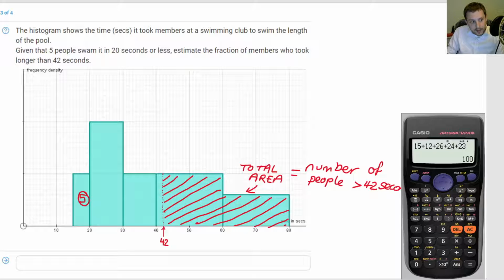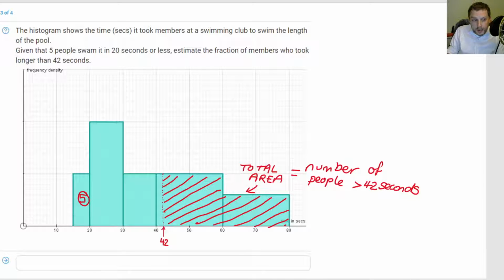Let me just hide the calculator as well. There you go. So this bit here is where 42 is, first of all, on the time axis. We want to look at 42 seconds, and everyone to the right of it took longer than 42 seconds. Someone could have taken 50 or 60 or 70 or 80 seconds. And we're looking for an area because it's a histogram. The area is the frequency, which is how many. So we need to work this area out.